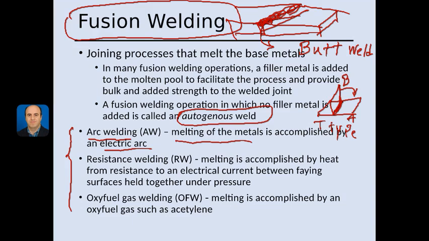Because of the resistance of the plate, the material is heated. So the equation is I squared R for heat. If the resistance is high and you pass a high amount of current, that will give you enough heat to melt the base metal. This equation is called Joule heating law.